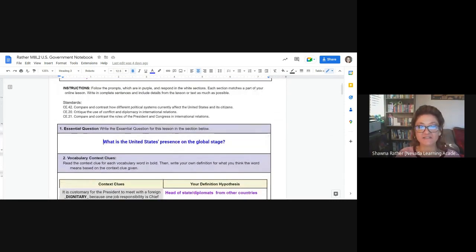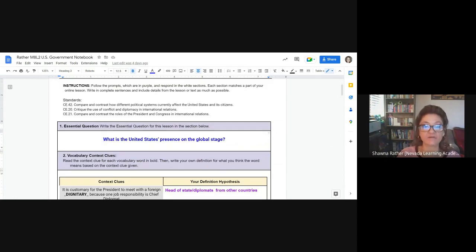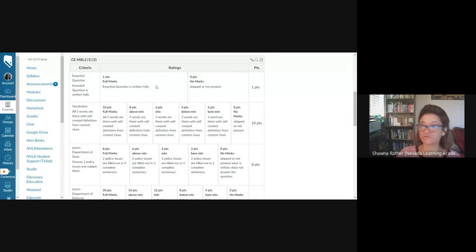The next part of this is our vocabulary. Remember, you have to come up with the context clues, which we can use the back of the cards that I'm going to go over, or when we do the matching, and then your own definition in the right-hand column. So looking at our rubric, remember, central question is written fully. Well, if you copy and paste it, you're perfect. Vocabulary words, all 5 words are there with self-created definition. I don't want to see a Google definition. That's not your words, okay?